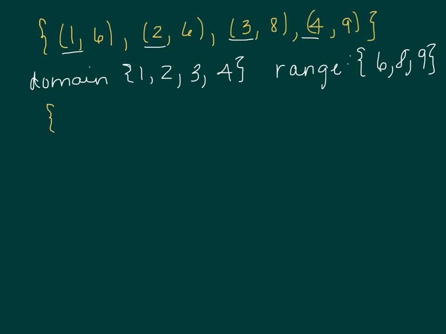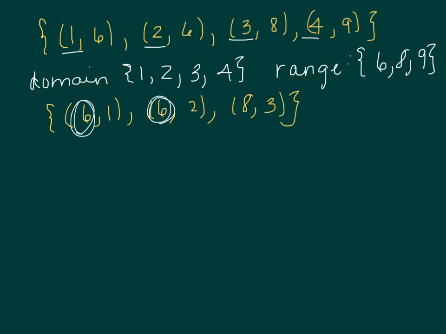So if you have something like this, then this is not a function because you have a 6 that is being paired with a 1 and a 2. So this is not a function. And this one is a function.